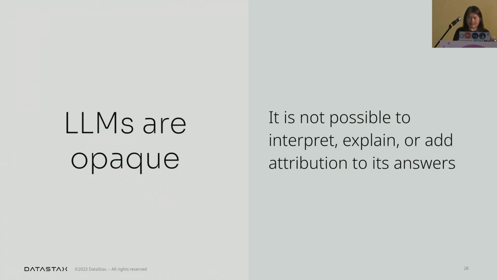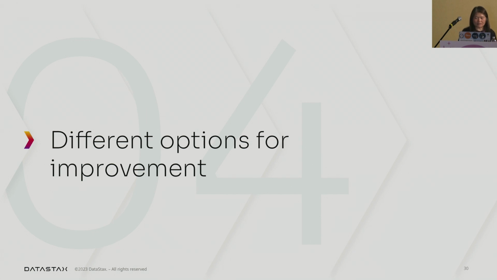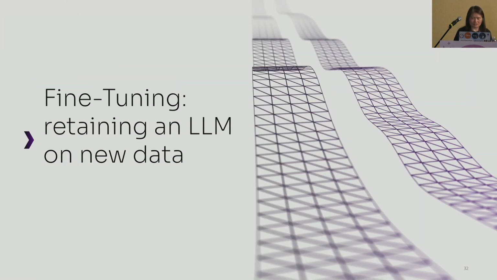It's pretty much static. And also training LLMs is expensive, as we all know, right? It's also not possible to add or remove knowledge from it. It's really a chunk of things that is there, and that's all you have. But what about ideas to improve? You can always create your own foundation model, but in reality, it's not possible because it's so expensive, and that's just not possible for anyone to do, unless you're the richest guy, and maybe even he can't do it. And you can also think of fine-tuning and retraining an LLM on new data.